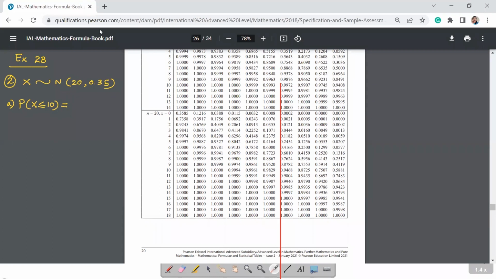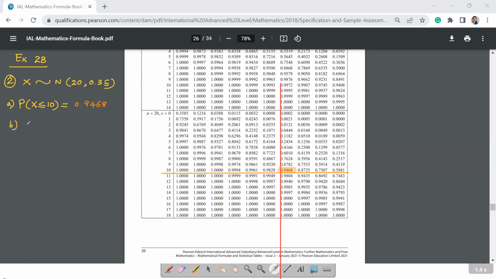Okay, so to get the x value less than or equal to 10, what do you need to do? Let's go to x value 10. Guys, are you with me? And you draw the horizontal line. What's the probability that we get here? You can see the probability we get here is 0.9468. Are you with me? So the answer is 0.9468.